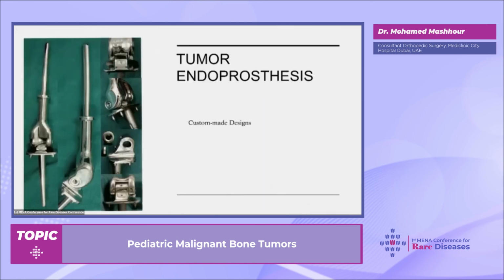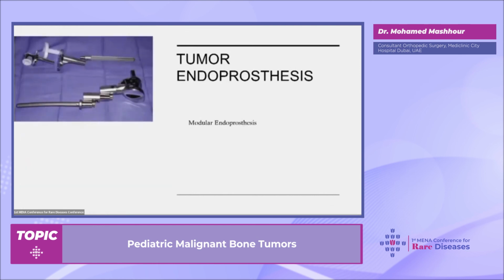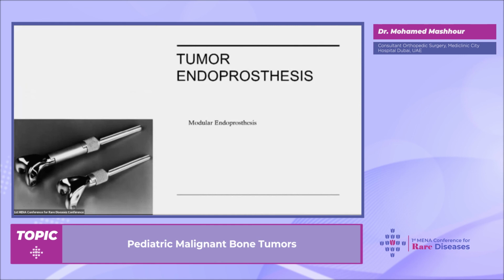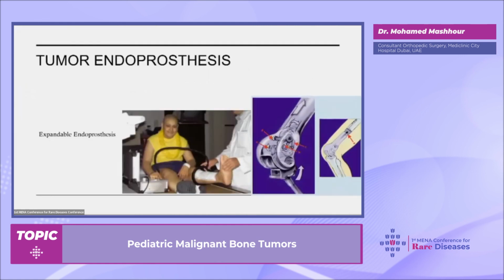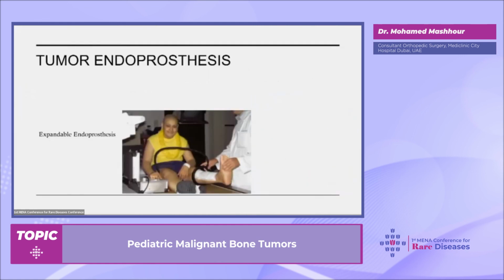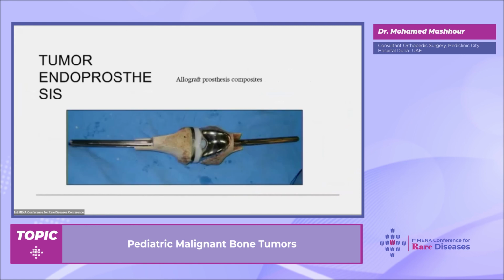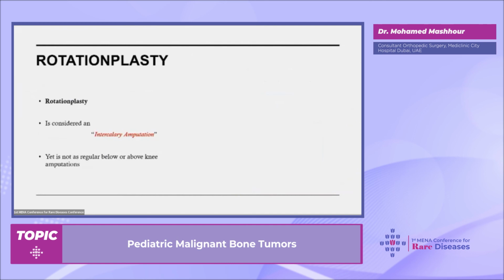Endoprosthetic replacement is the custom-made design, which is the older one. We have a template for the patient, but now we have the modular systems that are fitting for the patient. These are the expandable prostheses, as I told you before, that can expand. This is a combination of allo-prosthesis composite, where I combine both biological and metallurgic ones.